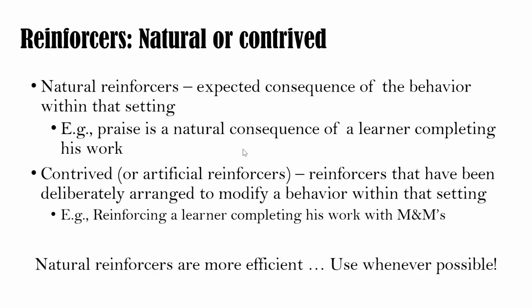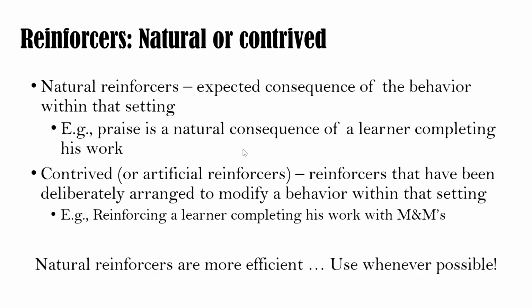Whereas a contrived reinforcer is a reinforcer that you deliberately pick to modify a behavior within that setting. So reinforcing a learner to complete his work with M&Ms. And using M&Ms as a reinforcer for that situation is not natural. You want to use natural reinforcers as much as possible. They're more efficient. They result in more generalization, which makes the behavior more functional for the learner.